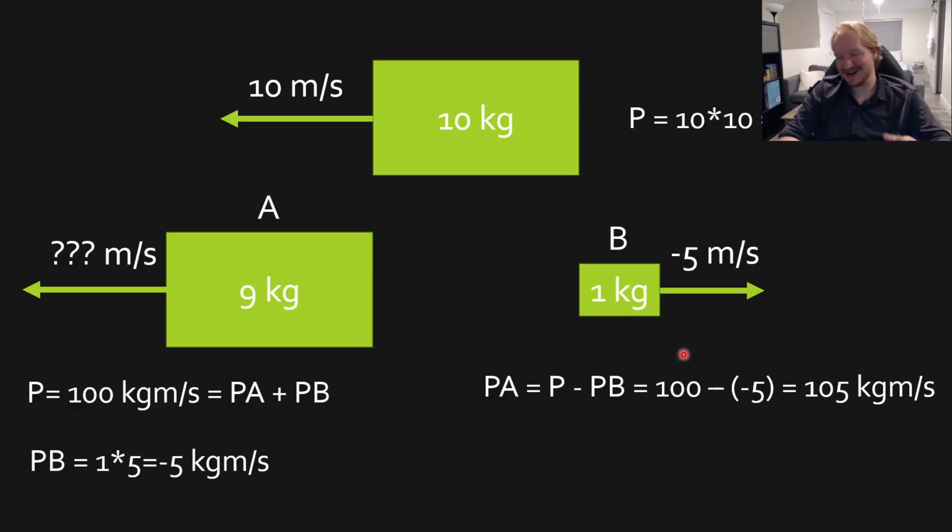So we have 100 minus negative 5, which is going to be 105 kilogram meters per second. Moving on from that, we can say that momentum is equal to mass times velocity, which is going to be equal to that 105 kilogram meters per second.